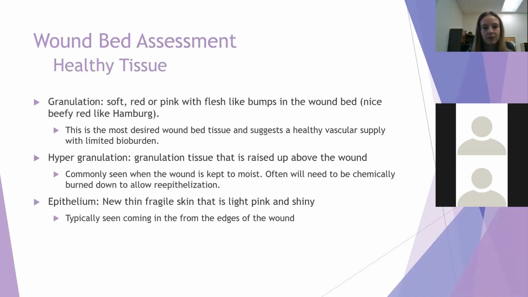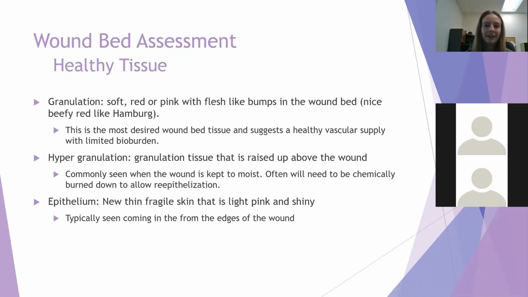So this is a healthy tissue that you're hoping to see. Granulation, it's soft red or pink with flesh-like bumps in the wound bed. Kind of looks like nice beefy red hamburger. Most desired wound bed tissue and suggests healthy vascular supply with a limited bioburden.